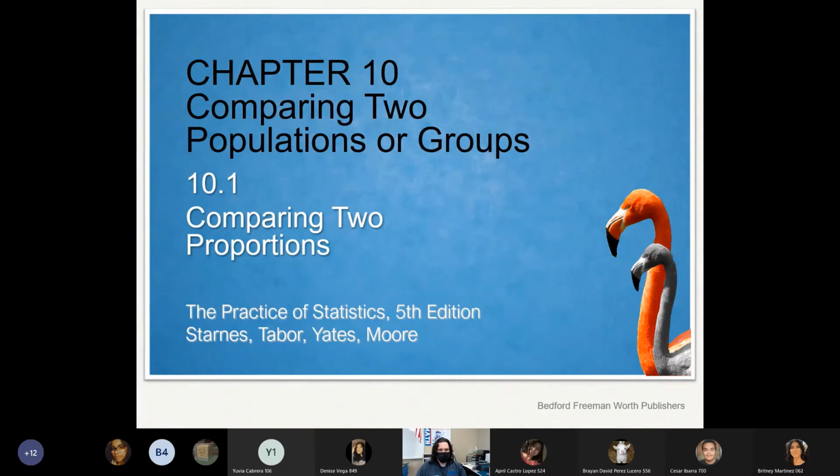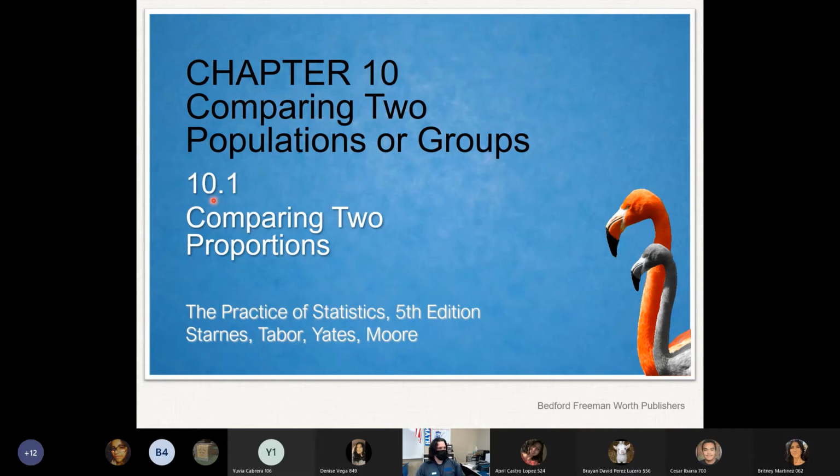All right, so here we go, starting chapter 10, comparing two populations or groups. This is different than what we just talked about from chapter 9 with the paired data, because this is having to do with comparing separate populations or separate groups. With the paired data, those observations are coming from most likely the same population or the same group. So this is two different or separate populations or groups.